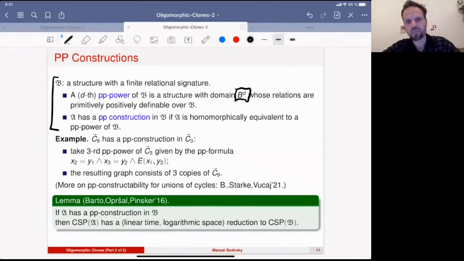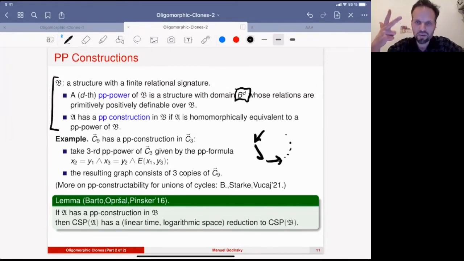And then in the next step, we allow homomorphic equivalence. So a structure is PP constructible if there's a PP power which is homomorphically equivalent to it, which has homomorphisms in both ways. All right, an example: C9, the directed cycle of length 9, is, for instance, PP constructible over a cycle of length 3.